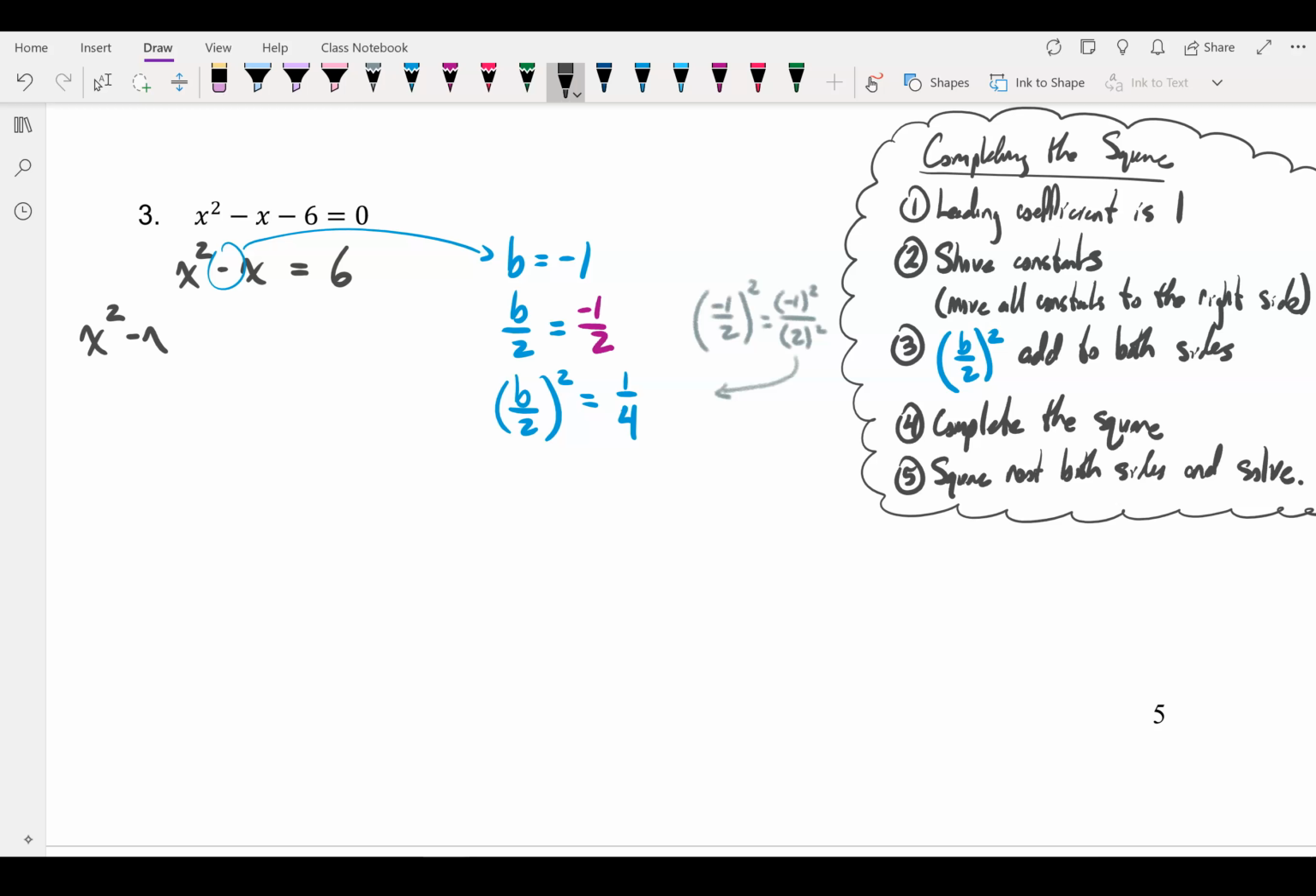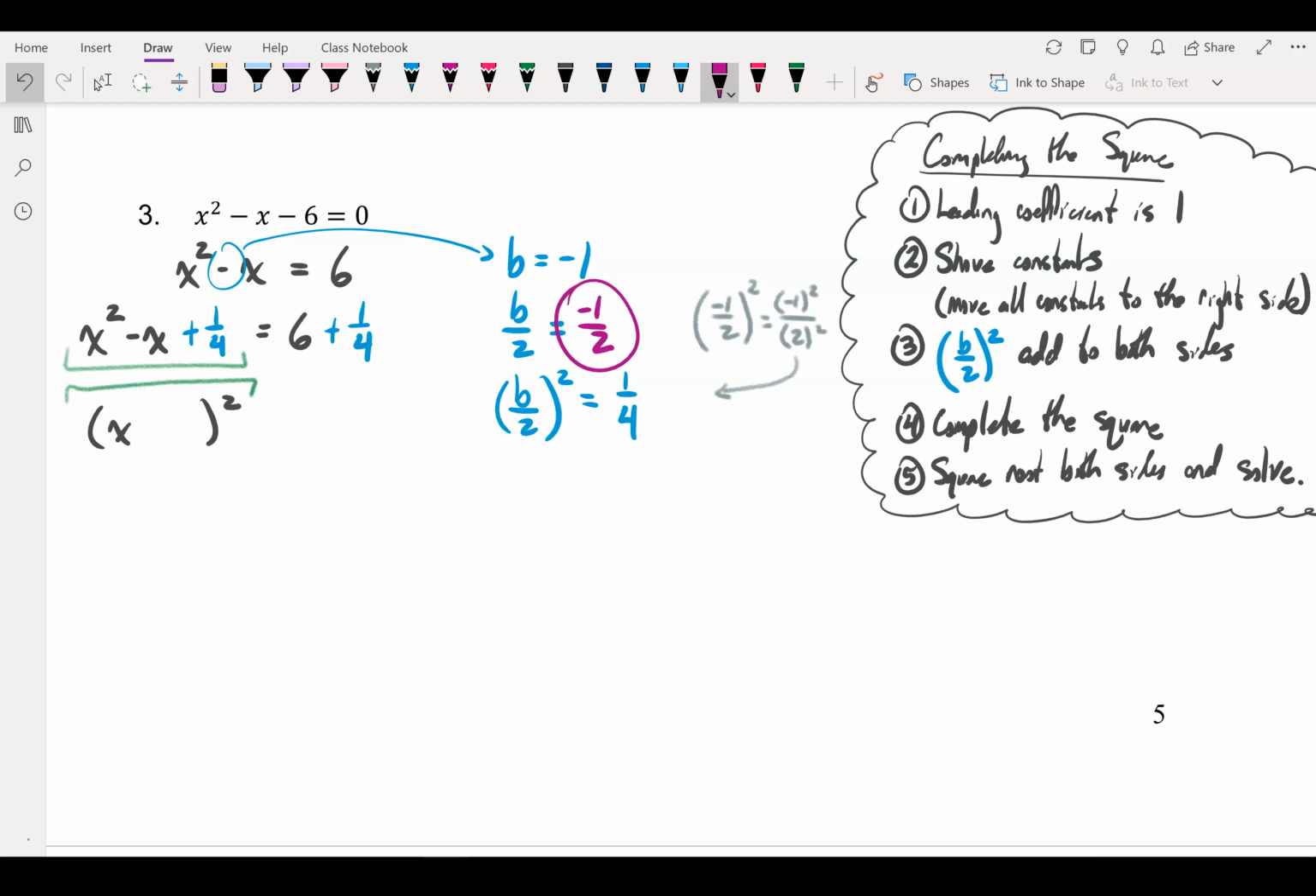x squared minus x plus 1/4 equals 6 plus 1/4. This looks complicated. Try to relax. Try not to freak out. I'm trying to keep it as simple as possible. Remember that this is our perfect square trinomial now, which I can make equal to the factors of the perfect square trinomial, x all squared. What's going to go there? Take time to think about it. What's going to go here?